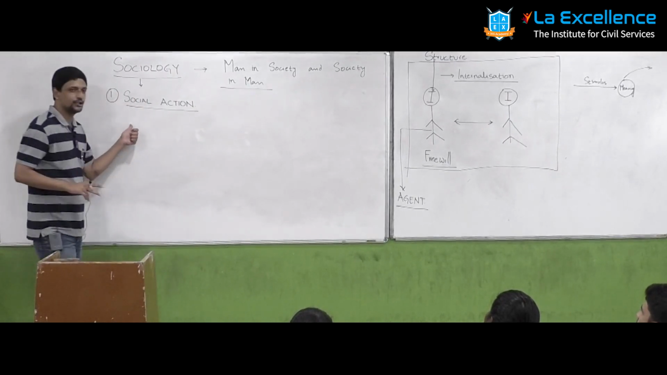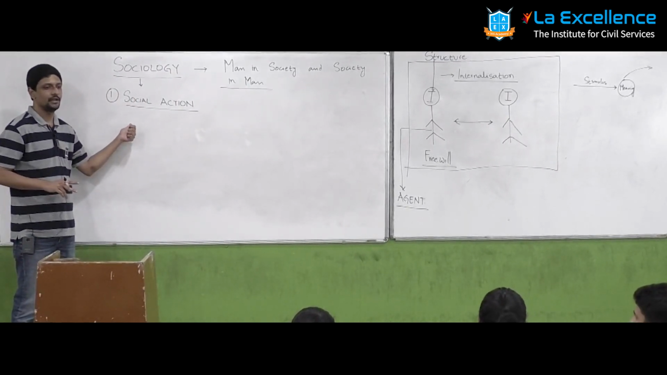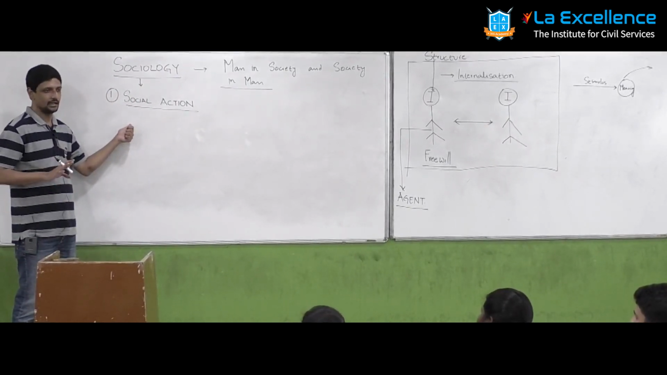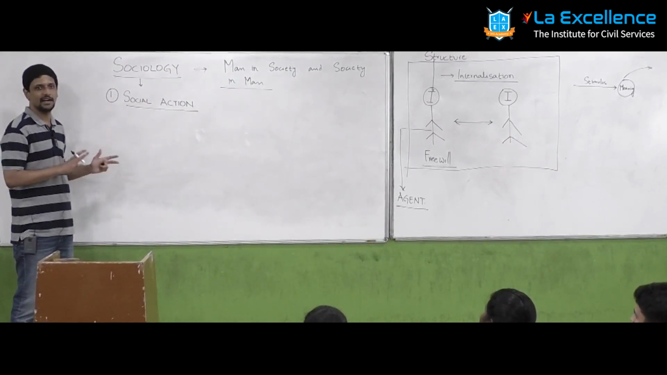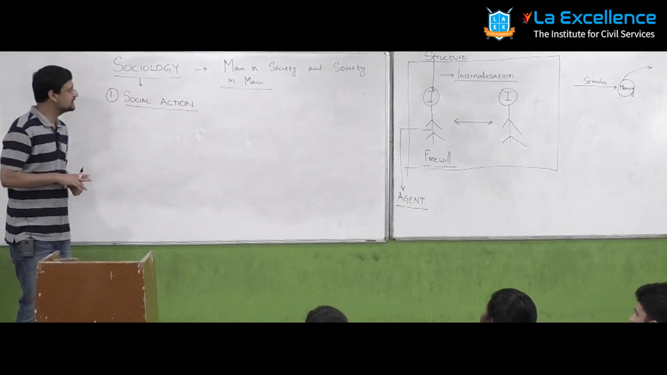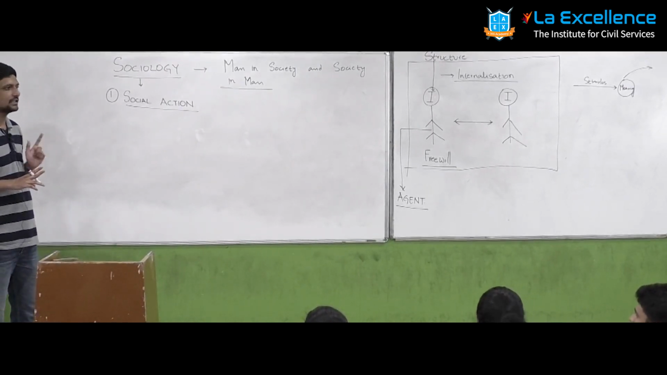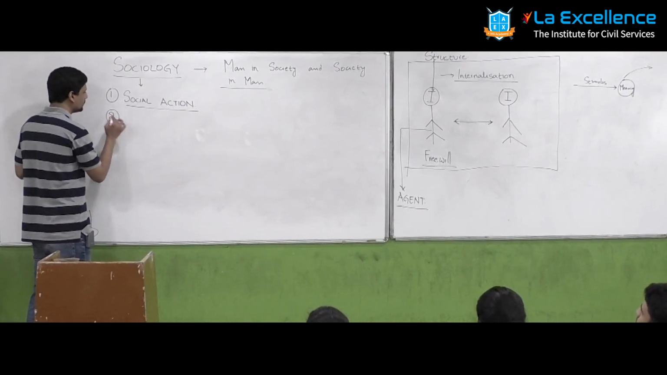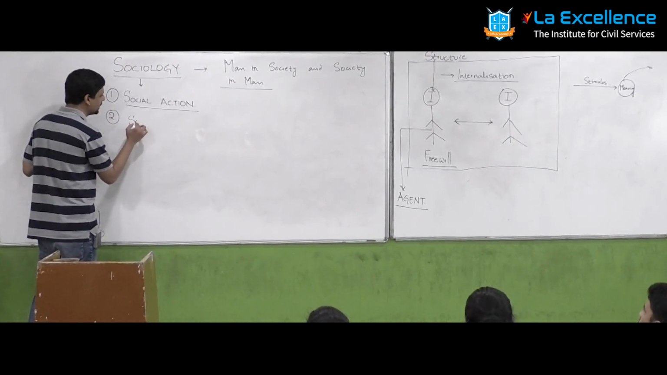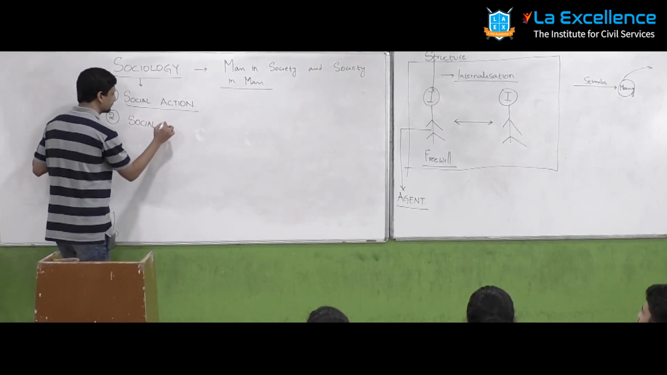So the first thing that sociology studies is social action. Don't write this down yet, I will dictate. There is a specific way in which you are supposed to write these things. Understand what this is first. Sociology studies social action. That is the first thing. Second, sociology studies social institutions.